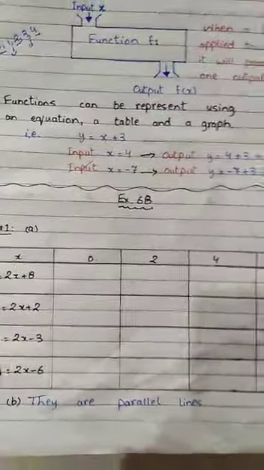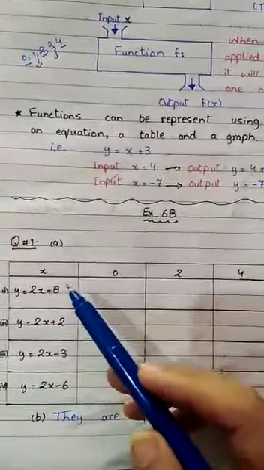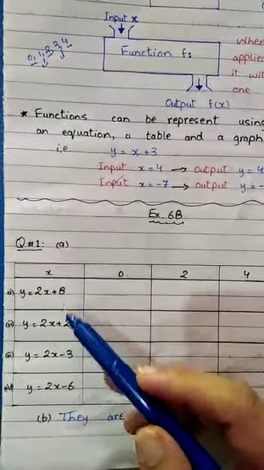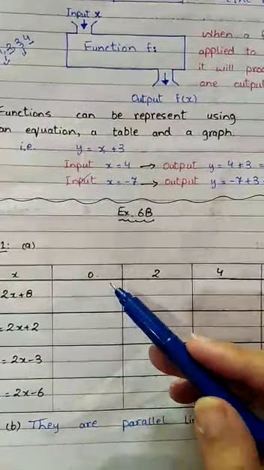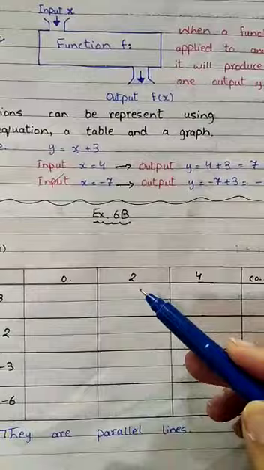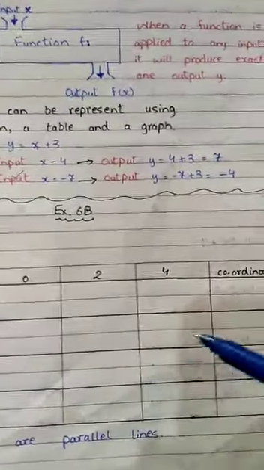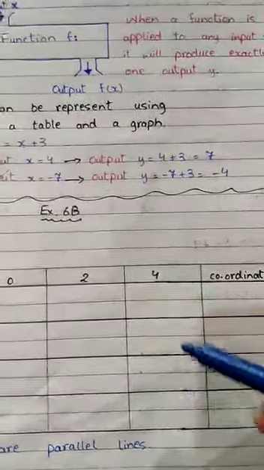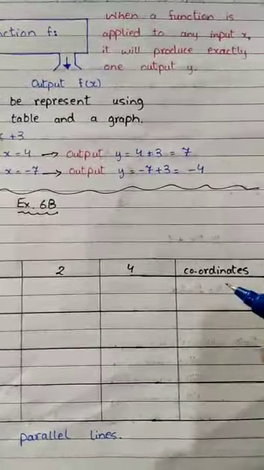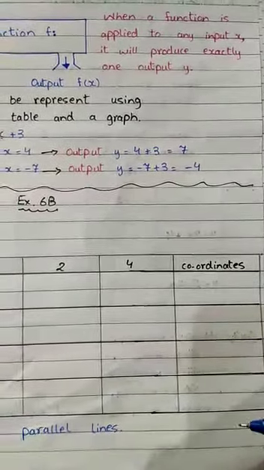Okay. First you need to draw a table like this, as I draw here. In the first column you will write the 4 functions. In the second column the first value of x. In the third column the second value of x. In the fourth column the third value of x, and in the last column you will write down the coordinates.